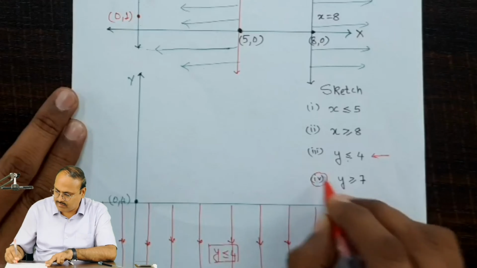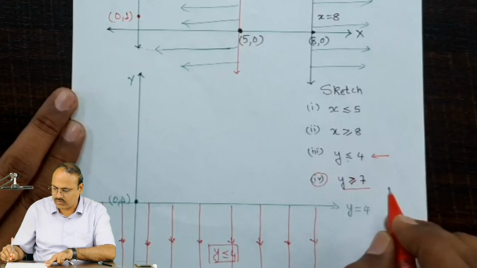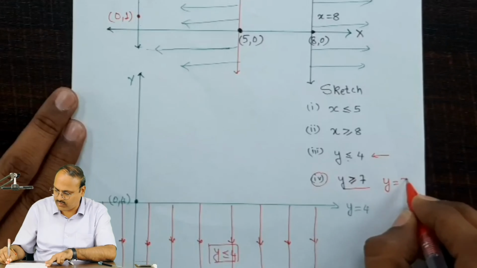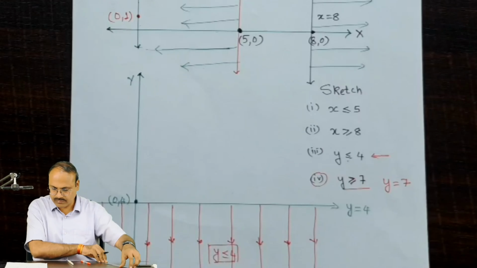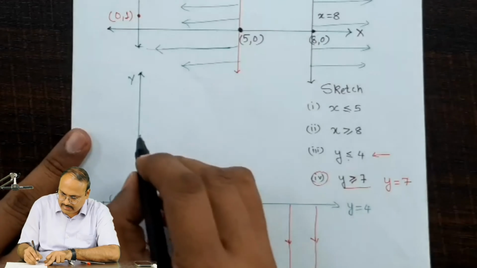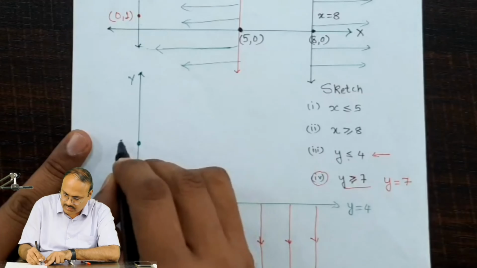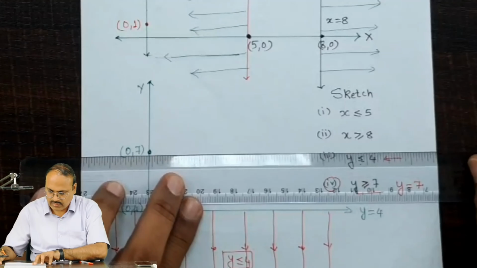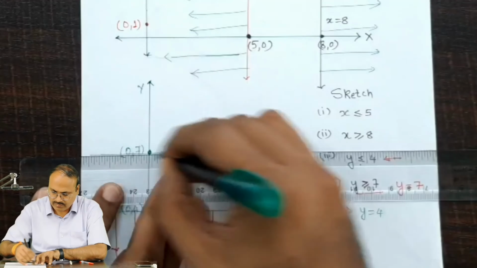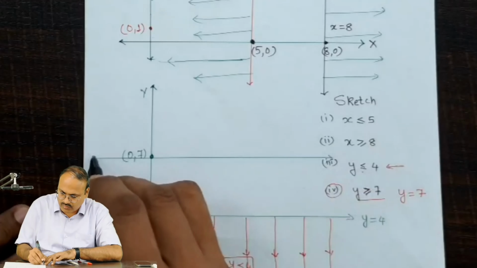Let us do this example of y greater than or equal to 7. For that, first we need to draw what is y equal to 7. Let us say this is 4, so 5, 6 and 7. So this is the point (0, 7). Let us draw this line. This is the line y equal to 7.